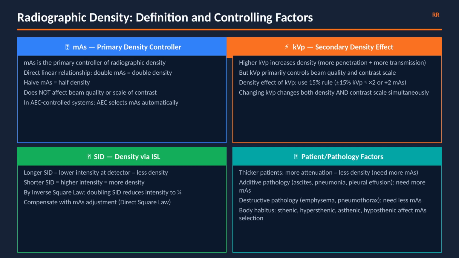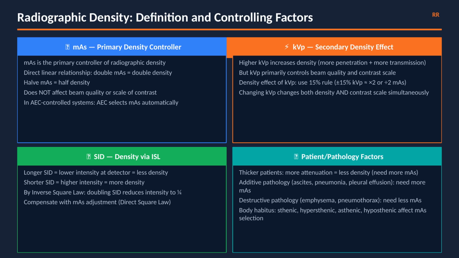kVp has a secondary density effect. Higher kVp increases density because more penetrating photons reach the detector. But kVp primarily controls beam quality and contrast scale, not density. Use the 15% rule to separate these effects.